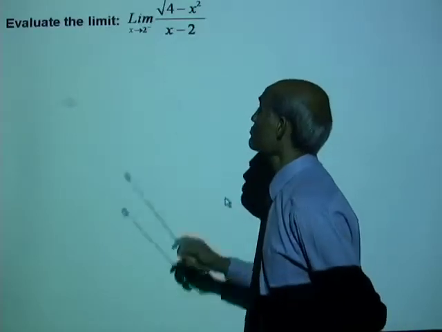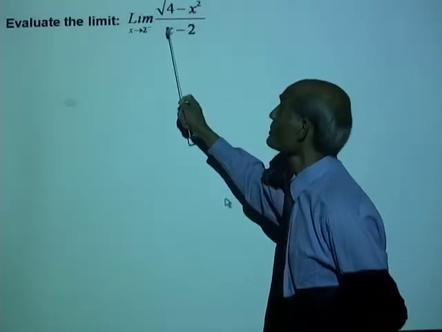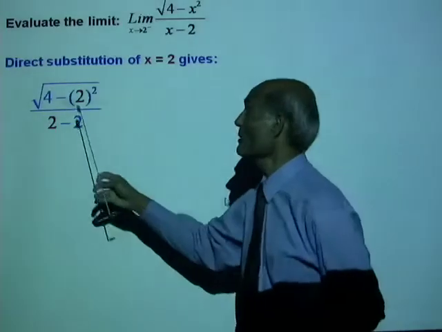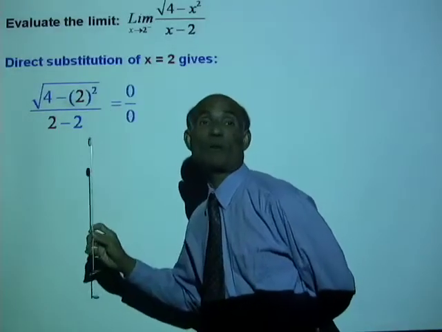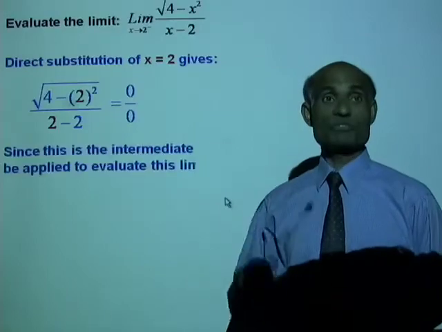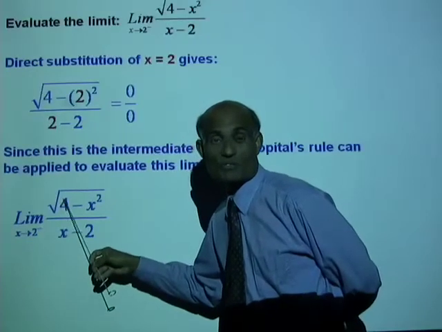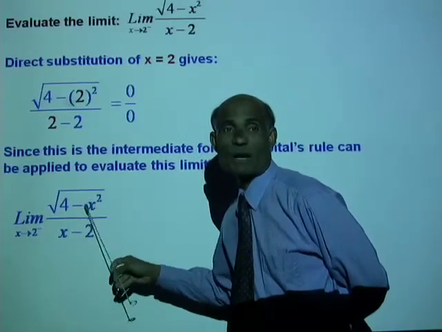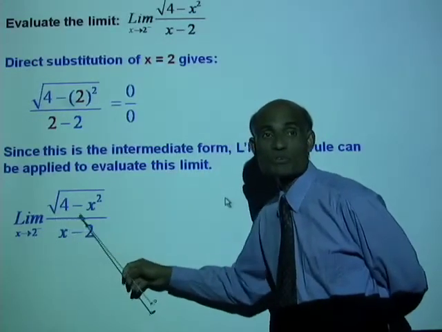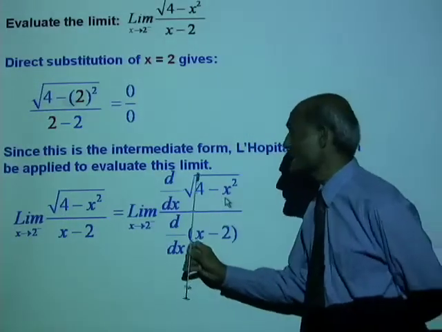Okay, try this. If you replace x by 2, you get 4 minus 4, 0, and 2 minus 2, 0. That will be 0 over 0. There you go, that is the intermediate form. That means this limit can be evaluated by using L'Hopital's rule. So limit x approaches 2 from the left of square root 4 minus x squared over x minus 2 is the same as limit x approaches 2 from the left of the derivative of the numerator divided by the derivative of the denominator.